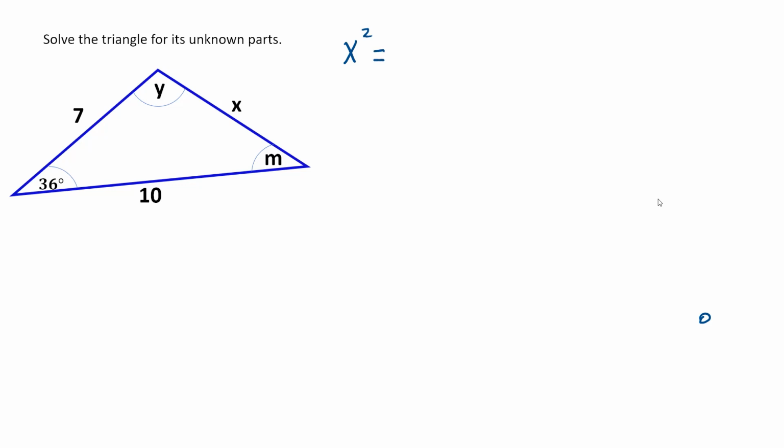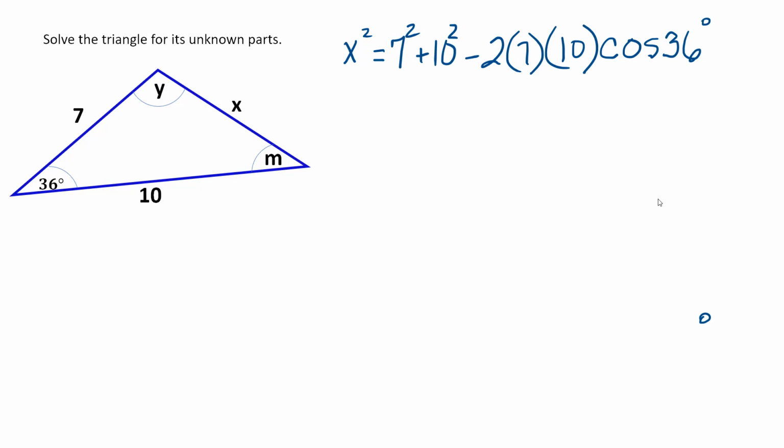And that cosine at the end of the equation will have that angle, cosine 36. The rest of the equation is just the other two sides in different formations. So 7 squared plus 10 squared minus 2 times 7 times 10. All right, now I can just multiply all that out, and I will get 149 minus 140 cosine 36.